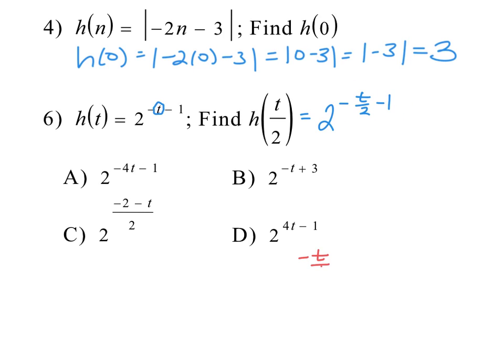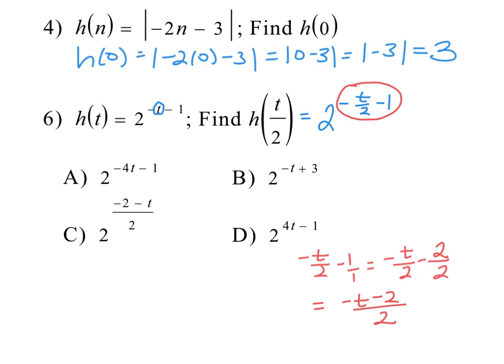So I've got negative t over 2 minus 1. In order to combine fractions, we need a common denominator. And that's going to be 2. We'll keep the signs. This is already over 2, so we'll keep the numerator as it is. But if this 1 becomes a 2, then this 1 must also be a 2. And we end up with negative t minus 2 over 2 as the exponent instead of writing this. And that looks like it is choice C. They just have these guys in a different order.